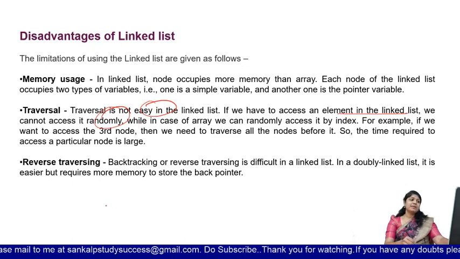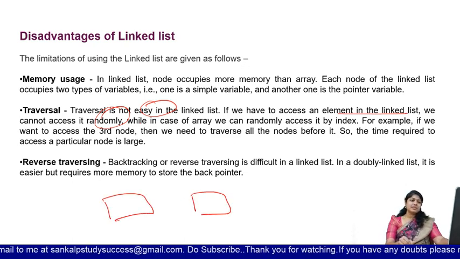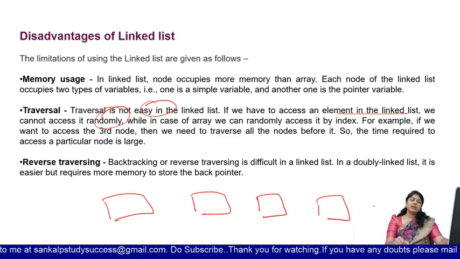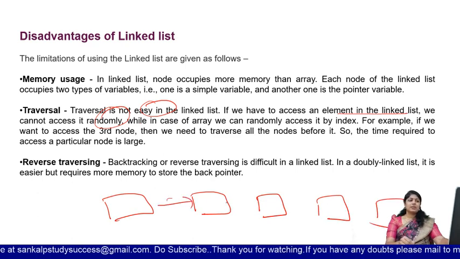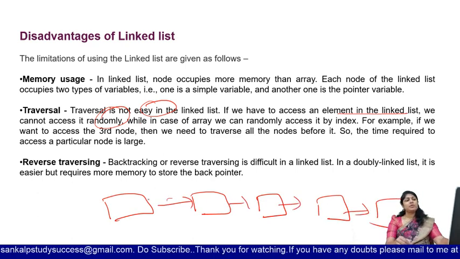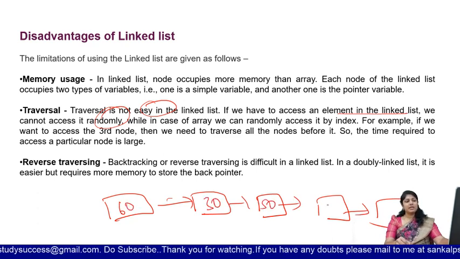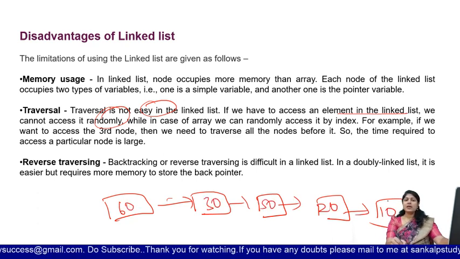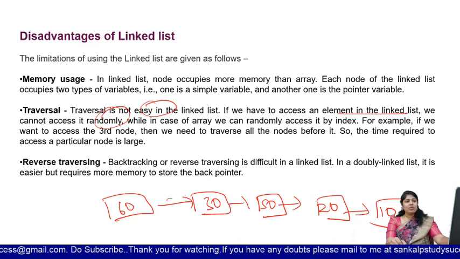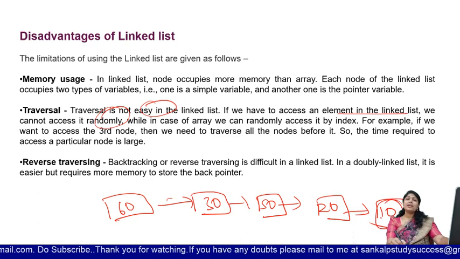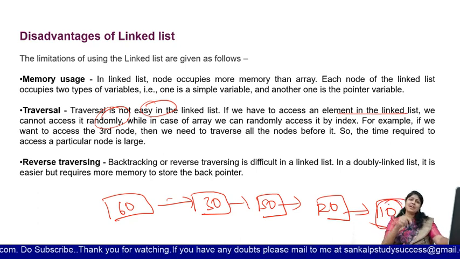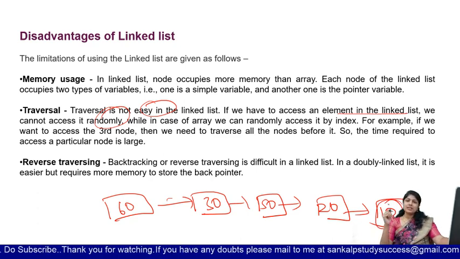So for example, I have 10 elements, 6 like this. So here I have 60, 30, 50, 20, 10. I want to search 10. To search 10, I can't directly go to the last node. I don't know whether 10 is there or not.